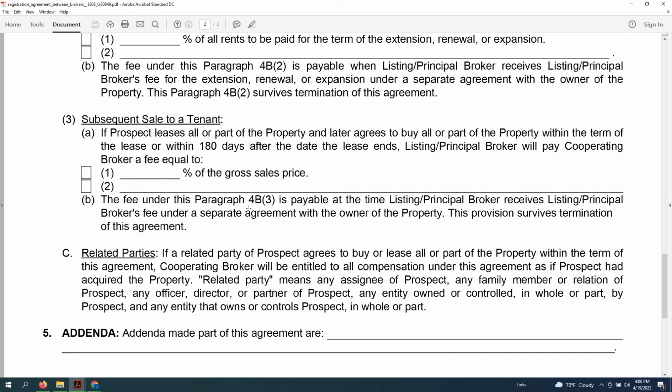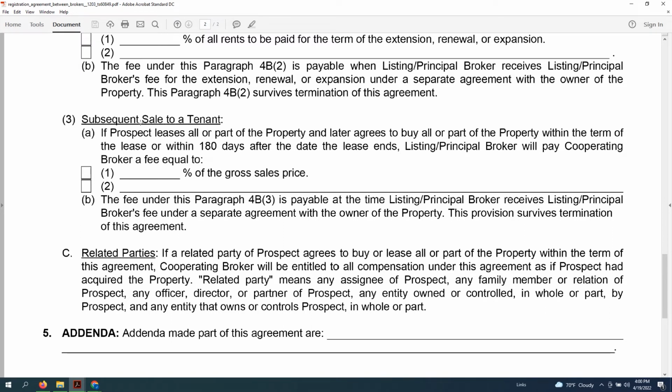This also, the fee under this paragraph is payable at the time the listing broker receives the fee on a separate agreement. So if you had, let's say, for example, a listing broker lists a property for lease, you bring the tenant to them.